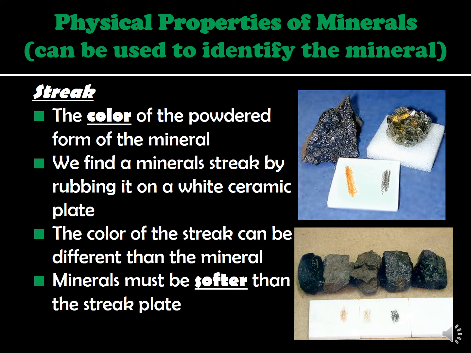Streak. That would be the color of the powder form of the mineral. As you see here, there is a streak plate. Regardless of what color the mineral may be, look at the color that it results in. We find a mineral's streak by rubbing it on a white ceramic plate. The color of the streak can be different than the mineral, as you see where I drew earlier. Minerals must be softer than the streak plate. If they're not softer, it may not show.